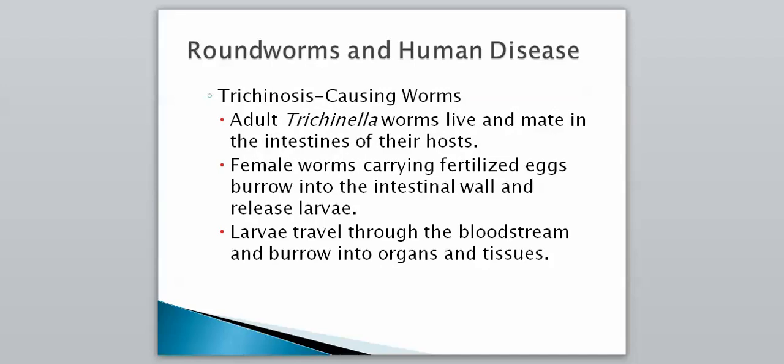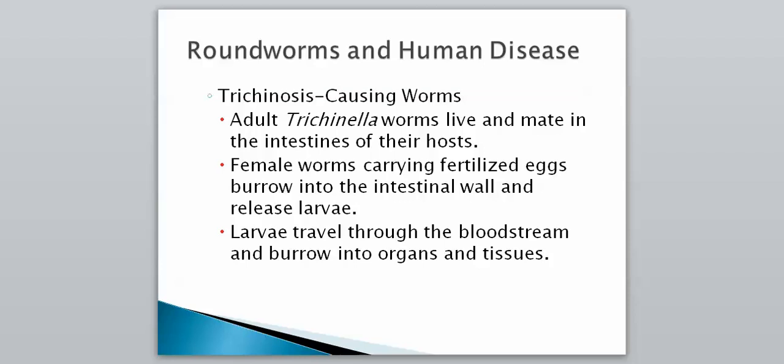So the trichinosis comes from the fact that the worm is called the trichinella worm, and they live and mate in the intestines of their hosts. And so female worms will carry fertilized eggs, and they burrow into the intestinal wall and they release larvae. So first step is female worm gets inside of you and it's carrying their fertilized eggs. They burrow into your intestines and then they will release their larvae.